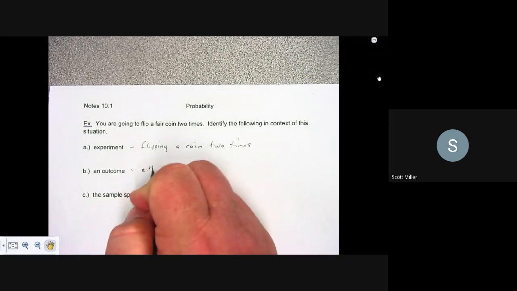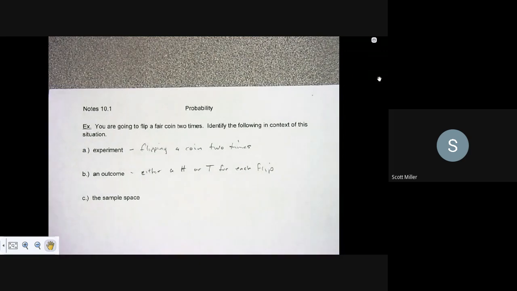What are our possible outcomes? Okay, what is an outcome? So what can happen when I flip a coin? Either heads or tails. So for each flip, I get either heads or tails. So what is the sample space? What are all the possible outcomes that can happen?